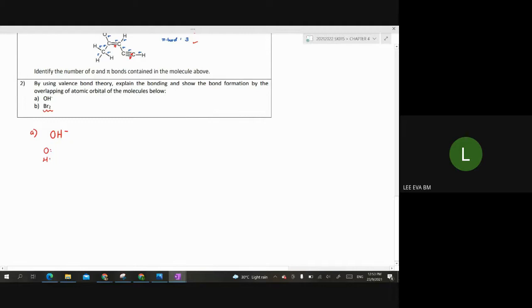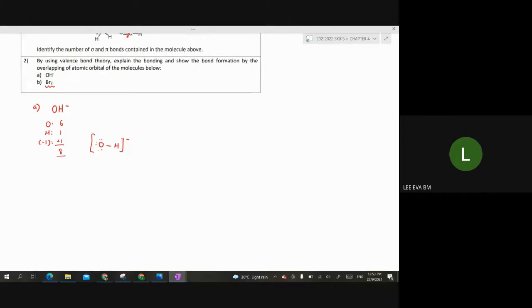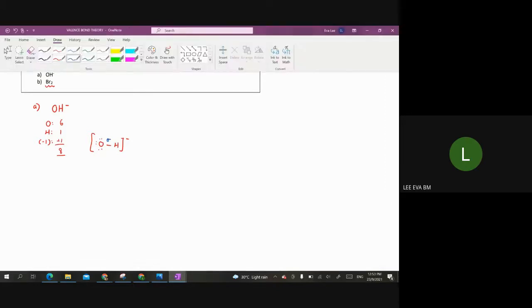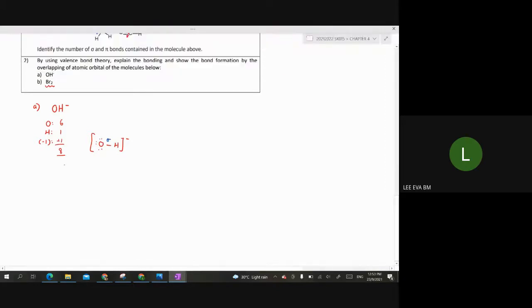Start all over again for your Lewis structure. Okay, so we have oxygen 6, hydrogen 1, plus 1 over here, we had 8 valence electron. Okay, so because hydrogen is duplet, so we cannot put electrons onto your hydrogen. So this is your Lewis structure for OH minus. Okay, and there's only one sigma bond. Okay, and then we have our oxygen's 1s2, 2s2, 2p.